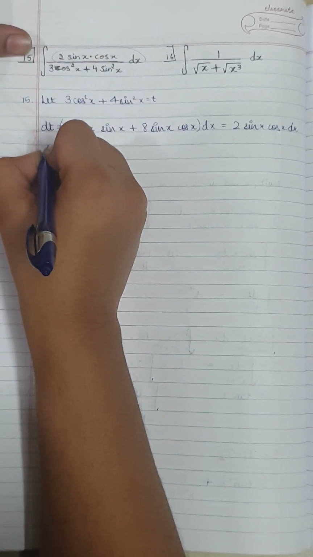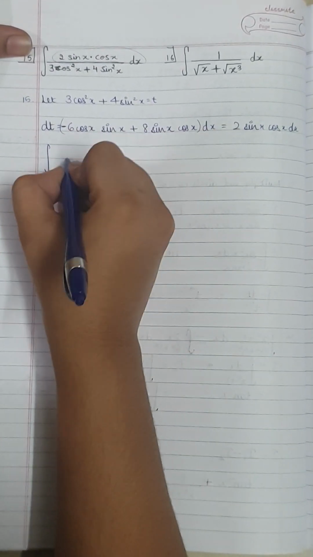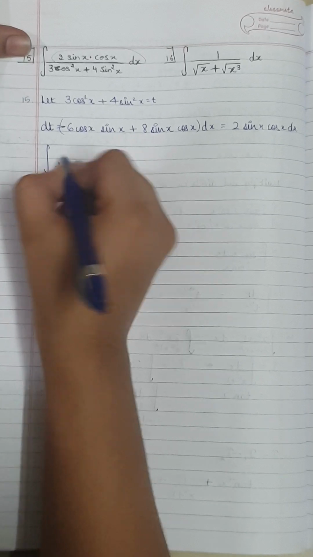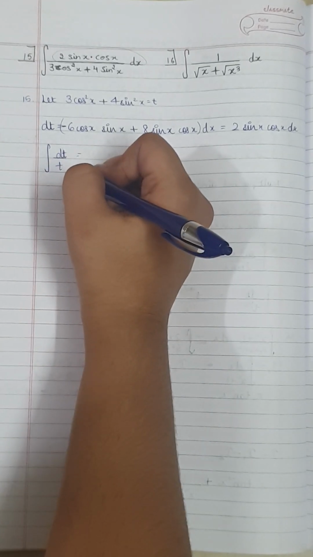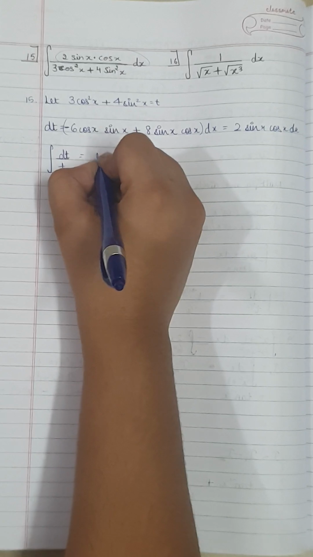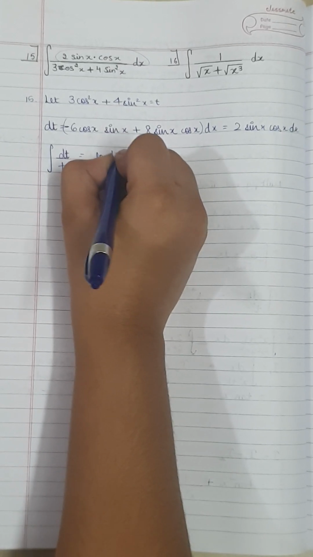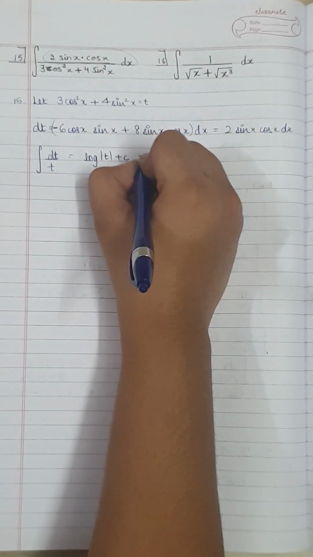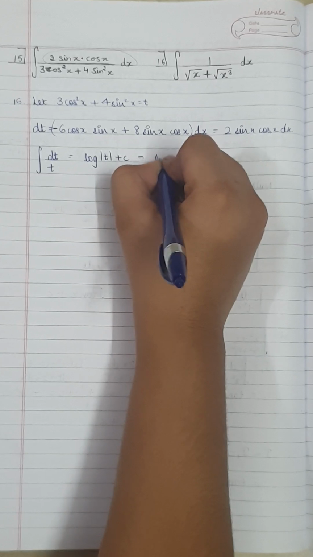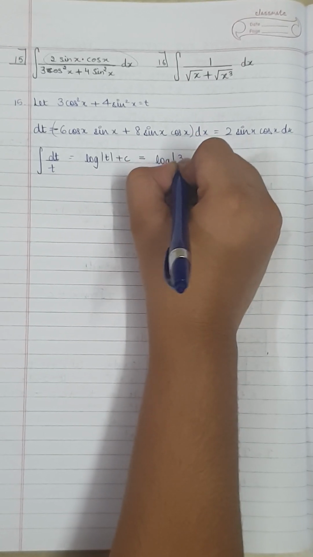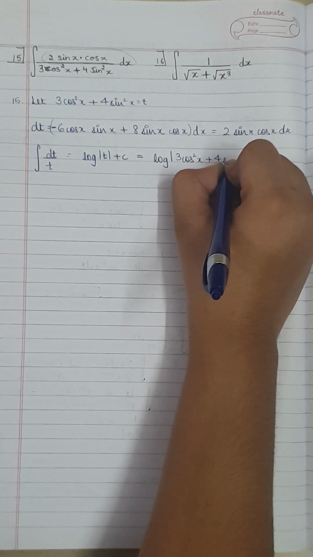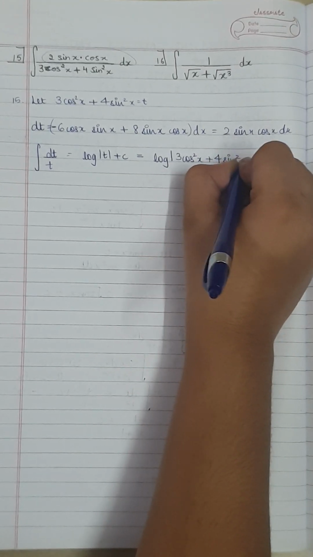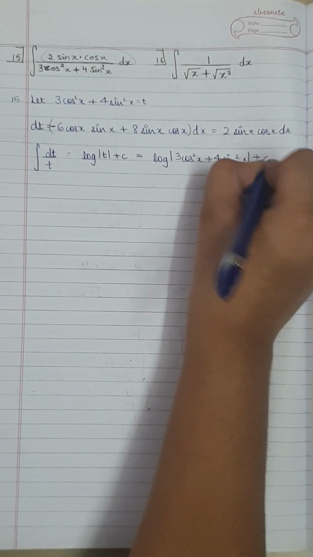So it becomes integral of dt upon t. Now the integral of dt upon t is just log mod t. So log of mod t plus c, resubstituting our t. So you have log of mod 3 cos square x plus 4 sin square x plus c.